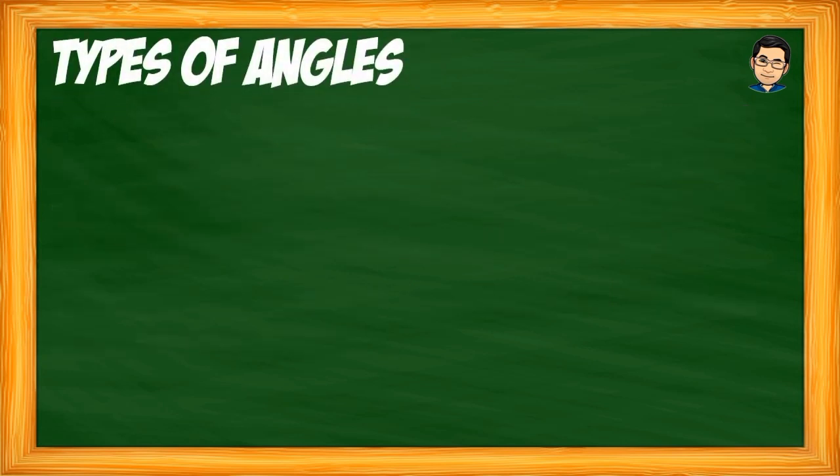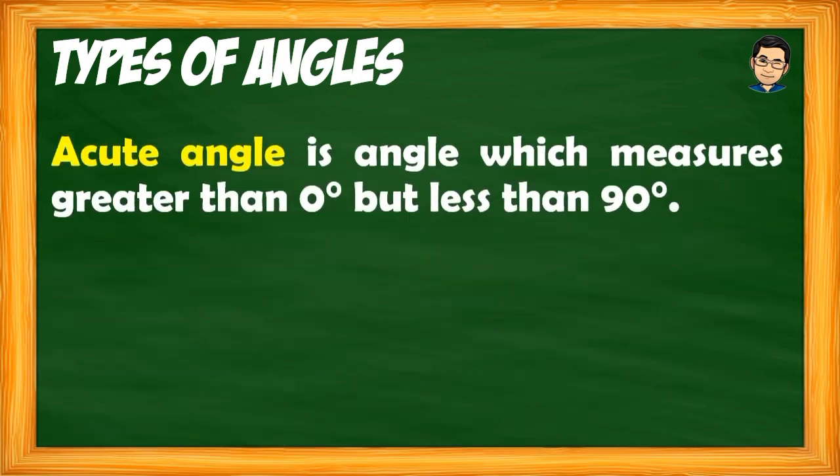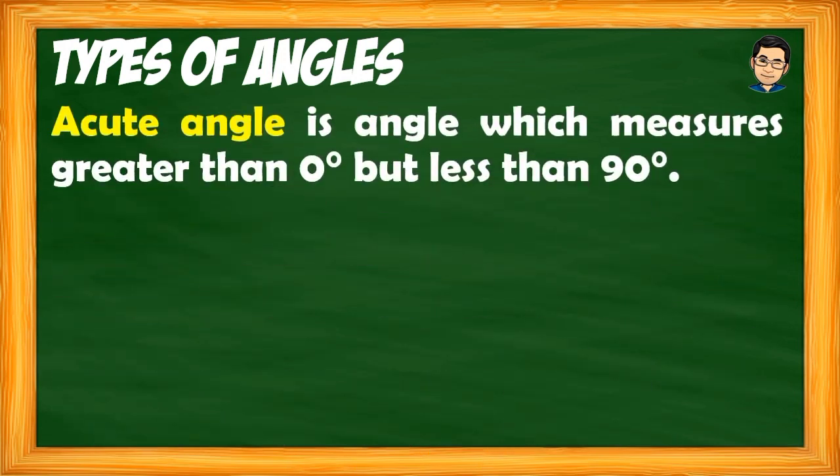So let us now move on to types of angles. First one is acute angle. So when we say acute angle, this is an angle which measures greater than 0 degrees but less than 90 degrees. So ano yung pinaka-posibleng pinakamababang measure or sukat ng acute angle? So yung pinakamababa po na posible is 1 degree. And then naman, yung pinakamataas naman is 89 degrees.